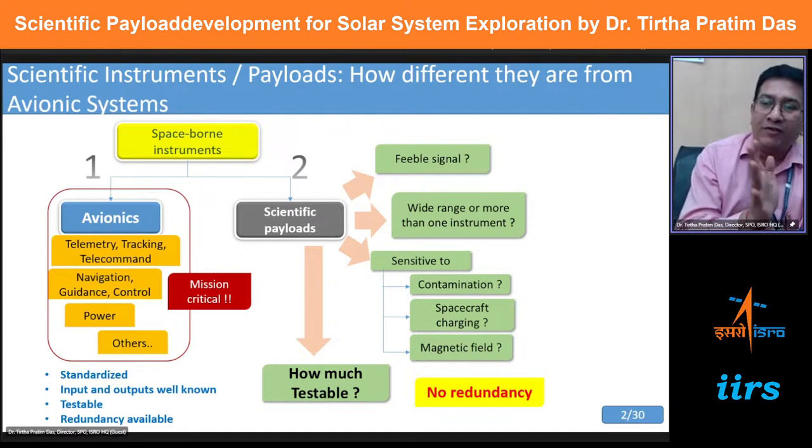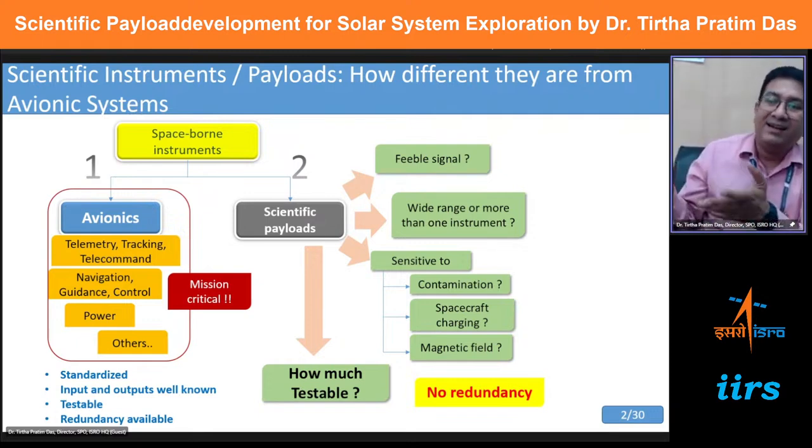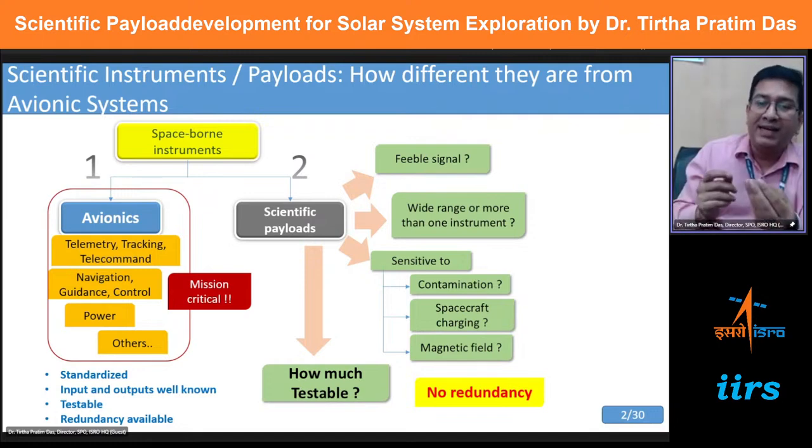If the first category of instruments are comparable with military, they are all well-defined, well-disciplined, standardized. The second category of instruments, scientific payloads, they are more like poets or very creative people. They are very sensitive. They are different. You cannot match one with the other.